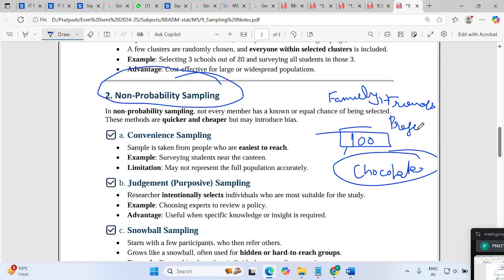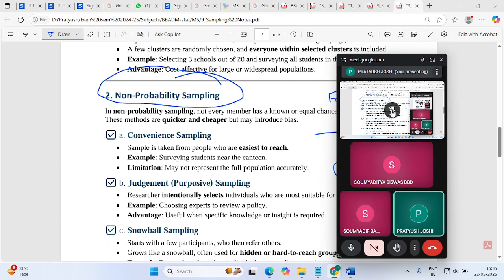So, will this be random sampling or not? What do you understand by this? Sir, I don't think it is totally random because we know these people. Yes, someone else is also speaking. Somadeep, please tell what you are saying.